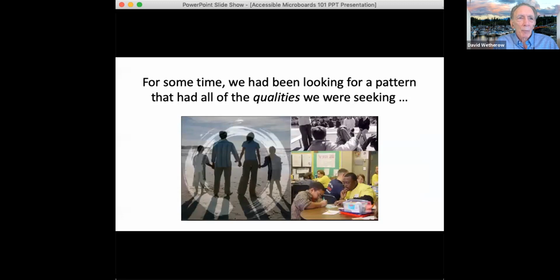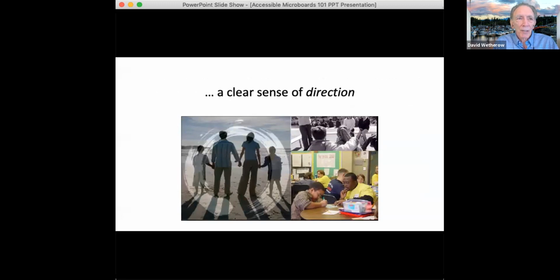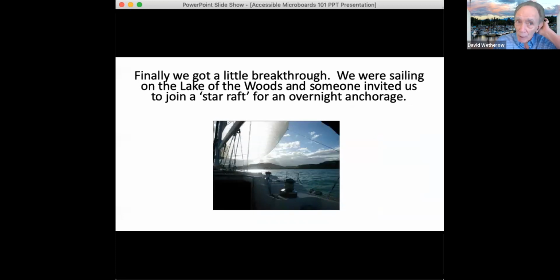For some time, we'd been looking for a pattern that had all the qualities that we were seeking, of family and friendship and mentoring and many other qualities, that had an understandable step-by-step method for building it, for making invitations and sustaining it over time, a clear sense of direction, and a metaphor that could help people understand the roles and responsibilities involved. And finally, we got a little breakthrough.